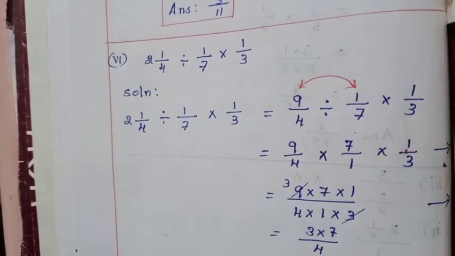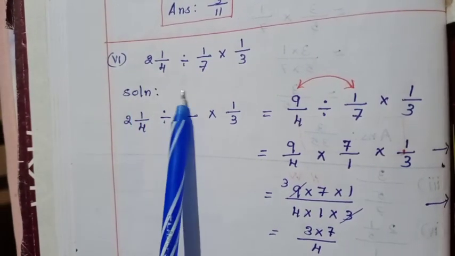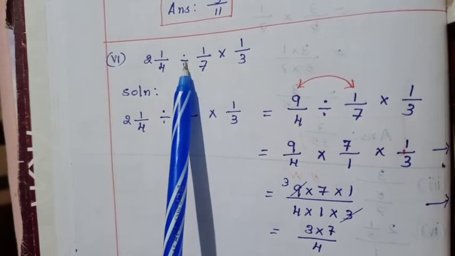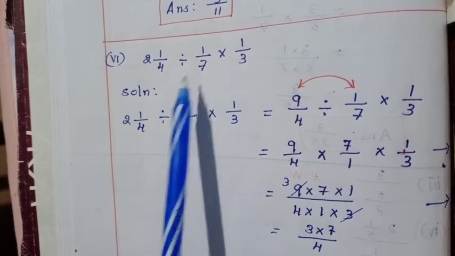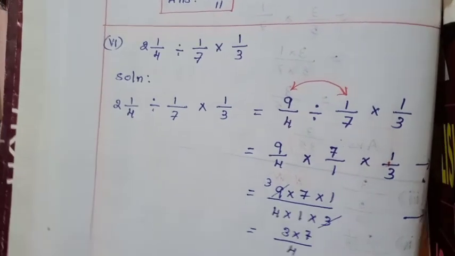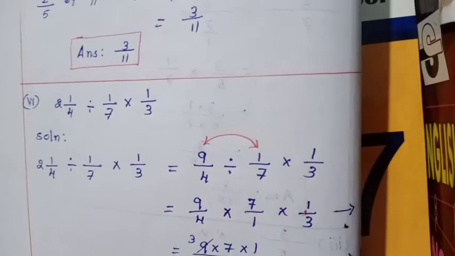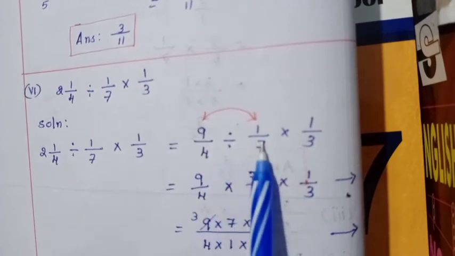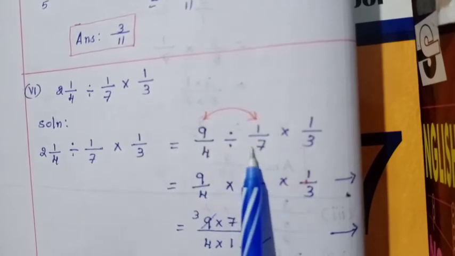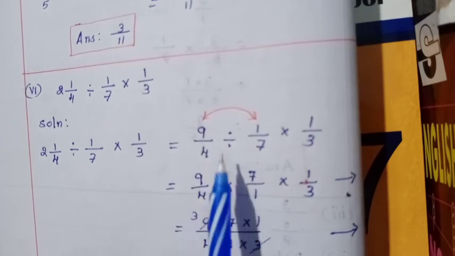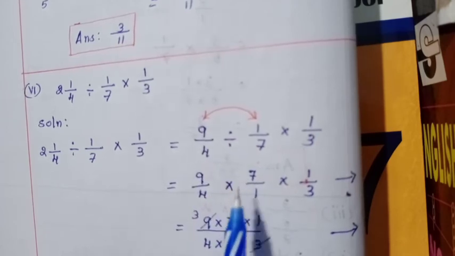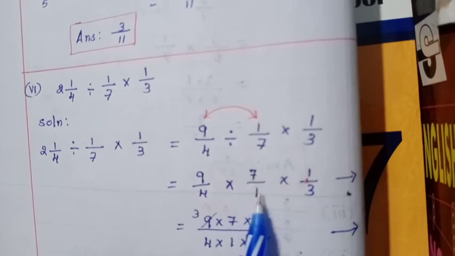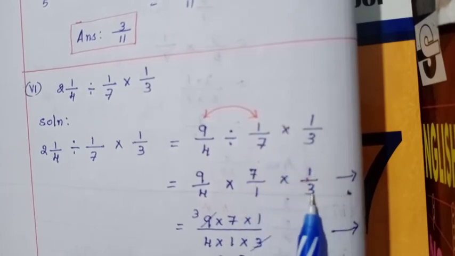Then next number is 2 1 by 4 divided by 1 by 7 into 1 by 3. So division and multiplication, two operations are here. First we have to do the division. See there, 9 by 4 divided by 1 by 7, first we have to calculate it. So 9 by 4, division changing and writing into, then 1 by 7 reciprocal 7 by 1. Then the last one also into 1 by 3.